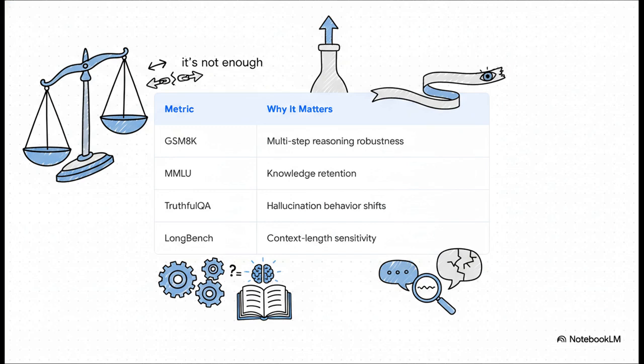GSM8K checks if the model can still do hard math. MMLU sees if it's forgotten basic facts. TruthfulQA tests if it's started to make things up more. And LongBench directly attacks that weak spot we talked about, its performance on really long tasks.